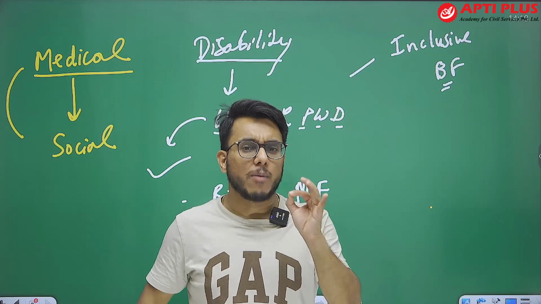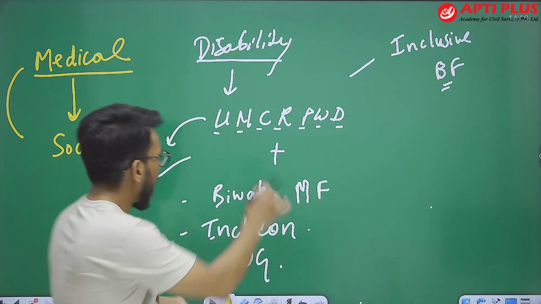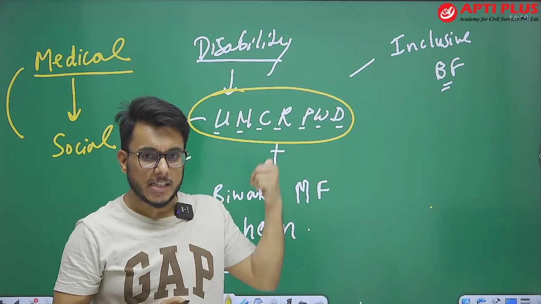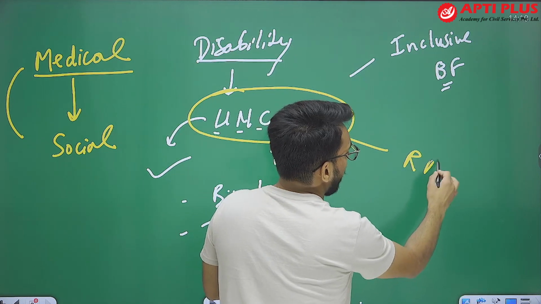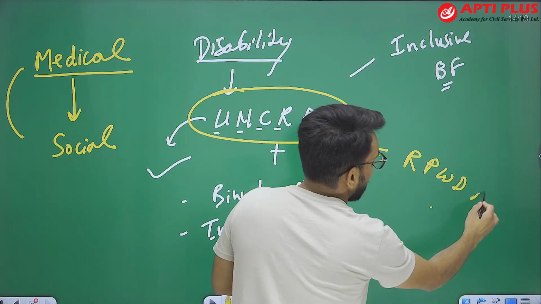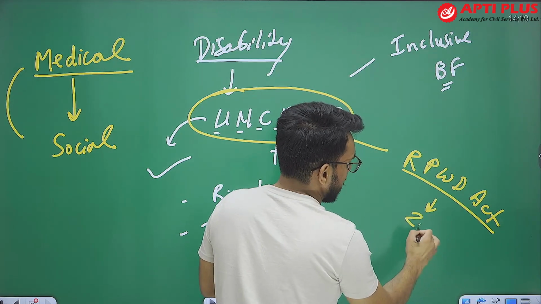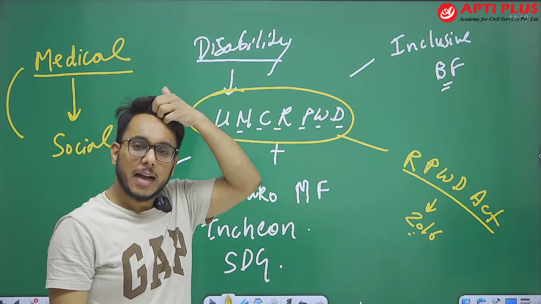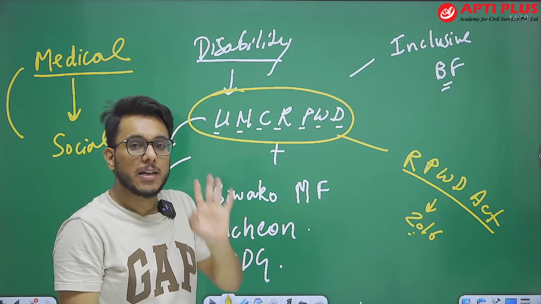Now, when we talk about reservation, after we signed the United Nations Convention on the Rights of Persons with Disabilities, what happened? India came out with the Rights of Persons with Disabilities Act 2016. It provides that at least 4% reservation is to be provided to disabled people in government jobs.